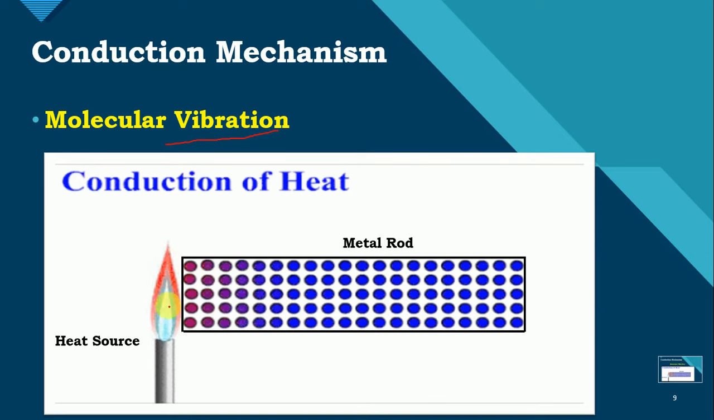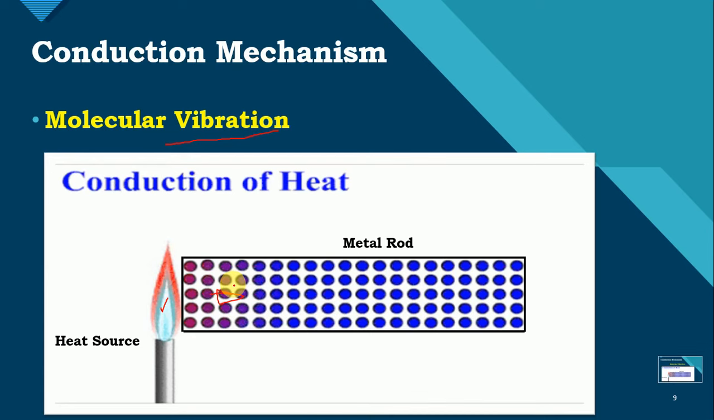One end of the metal rod is in contact with the heat source, a flame, and the small dots you are observing are the molecules present in the metal rod. If I give heat to this, these molecules will get heated, and as the molecules get heated, they will start vibrating. When a molecule starts vibrating, it bombards or strikes the nearer molecule. When it strikes the nearer molecule, the heat will be transferred to that particular molecule and its temperature will rise. As its temperature rises, its vibration also increases. So you have to remember that molecular vibration depends upon temperature.